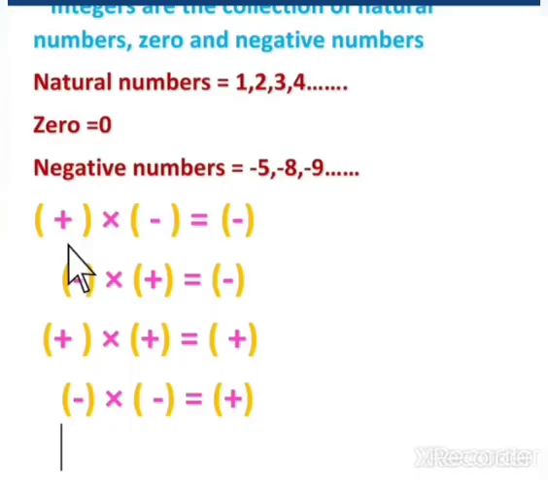And now we are going to see how to add and subtract integer numbers. Before that we need to know how to multiply the signs also. First, plus into minus is equal to minus.